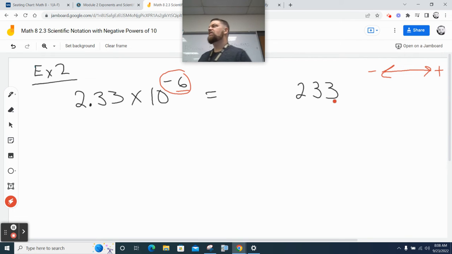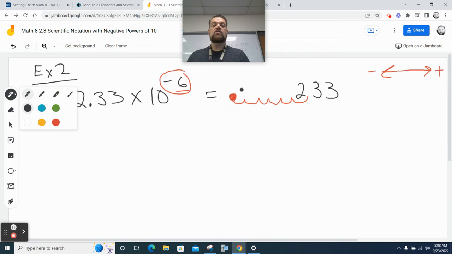So if you can't remember left or right or how do I move it, you have to remember that a negative power of 10 has to be less than 1. But if I go 6 spaces this way, 1, 2, 3, 4, 5, 6, and I put my decimal here, and then I put zeros for placeholders, 1, 2, 3, 4, 5. Now I have a number that's less than 1. And that makes sense, right?